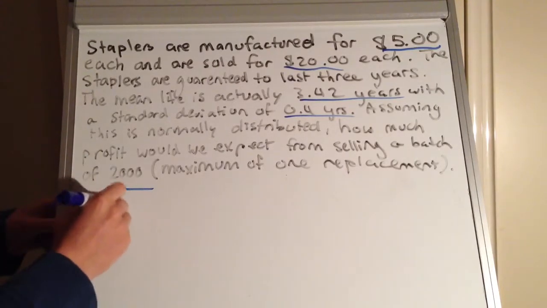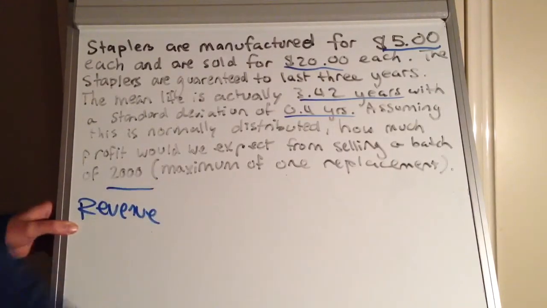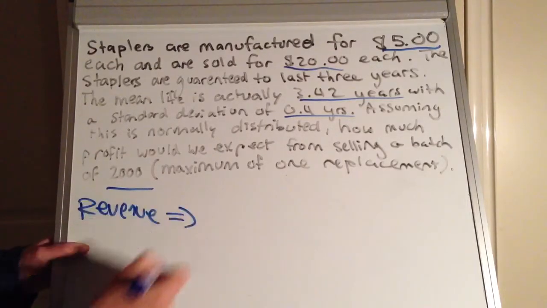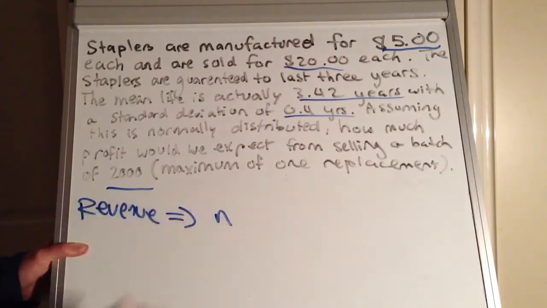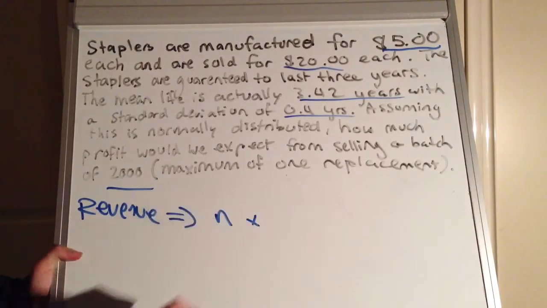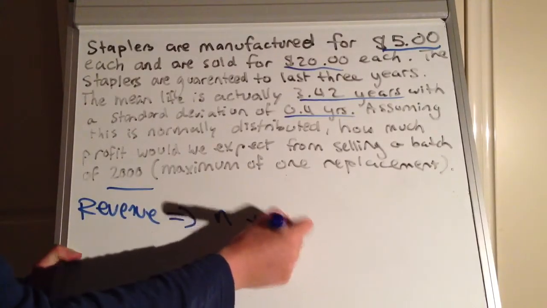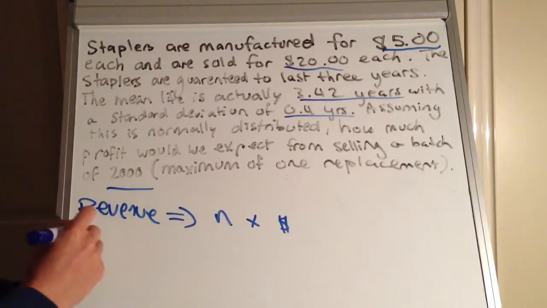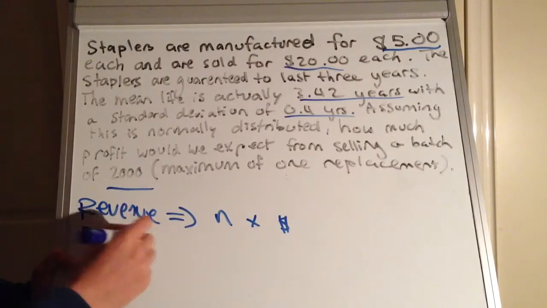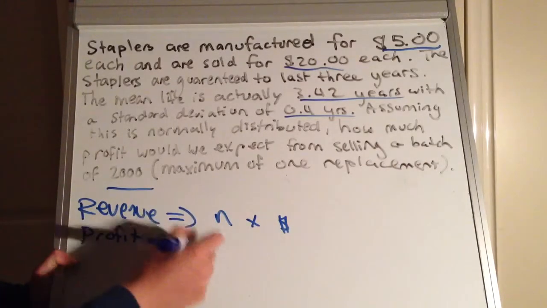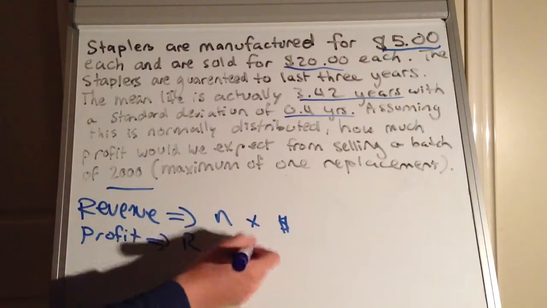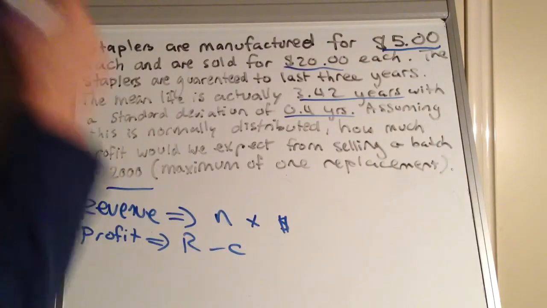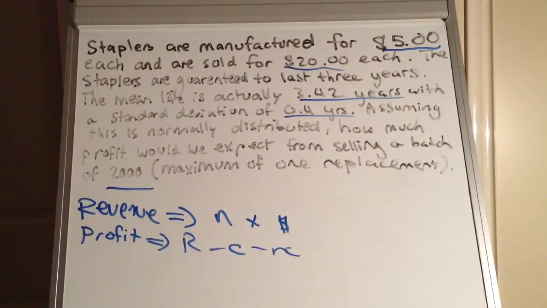Because we know that revenue is going to be a good indicator of how much money we're going to get total. Now, revenue is, of course, going to be the number of staplers we have multiplied by what we actually sell it for. Now, our profit is going to be based on 3 different variables. It's going to revolve around our revenue. We're going to have to subtract the cost of producing the staplers, and also the replacement cost.